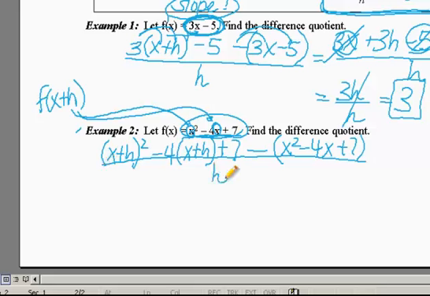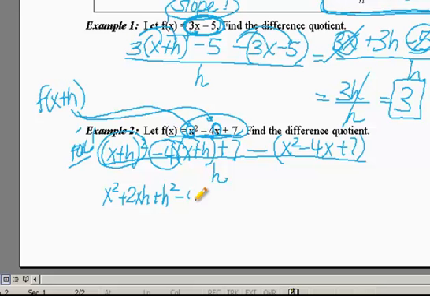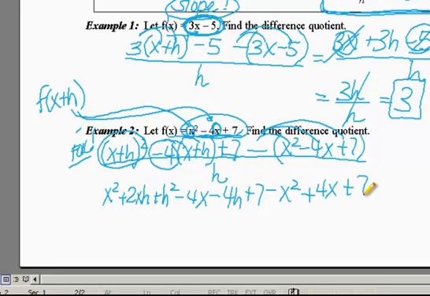Our goal is to simplify this, and truthfully, guys, the reason we get this question wrong the most is because of our algebra skills. This means FOIL. So x squared plus 2xh plus h squared. I'm going to take the negative 4 and distribute it, minus 4x minus 4h. I have a plus 7 here. And then I'm going to distribute the negative one more time. Minus x squared, positive 4x, negative 7, all divided by h.